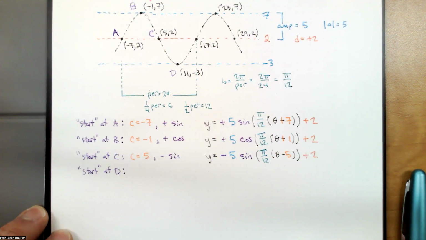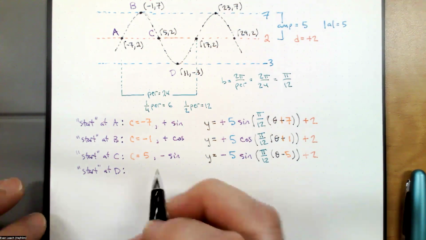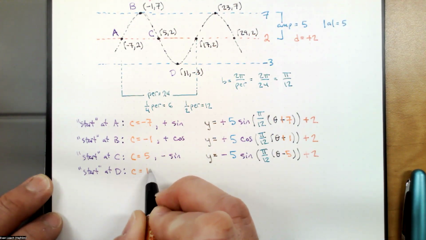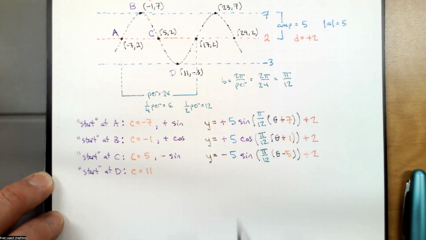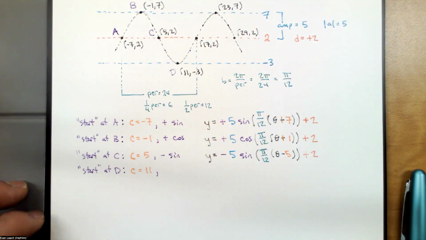So if I label this point 11, -3 as D, it tells us two things. Number one, what is the horizontal shift? +11, because that's where it is. And what function are we using, and what sign does it have? Cosine, and it's negative because we're at the bottom. So negative cosine because we're at the bottom.